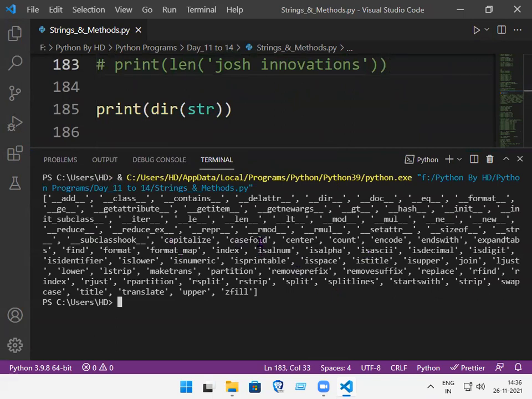Starting with capitalize, casefold, center done, count, not done. Encode, decode also done. When can I do decode? When it is encoded. Okay. Endswith we are done. Startswith also we are done. Totally how many are there?